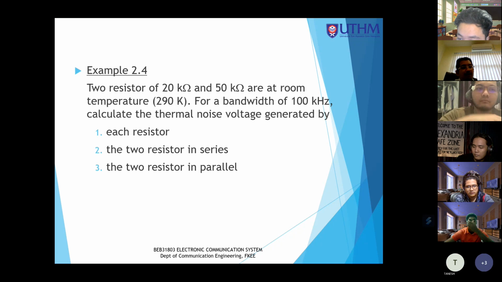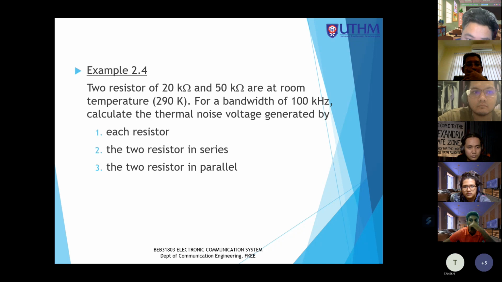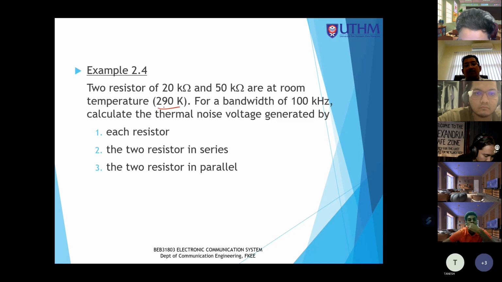So example 2.4: two resistors of 20 kilo ohm and 50 kilo ohm are at room temperature, 290 Kelvin. So kamu nampak dalam nota, dia biasa menggunakan room temperature pada 290 Kelvin ataupun 17 darjah Celsius. So ini sejuk kalau dekat Malaysia, ada suhu ni maknanya sejuk lah. So for a bandwidth of 100 kHz, calculate the thermal noise voltage generated by each resistor.